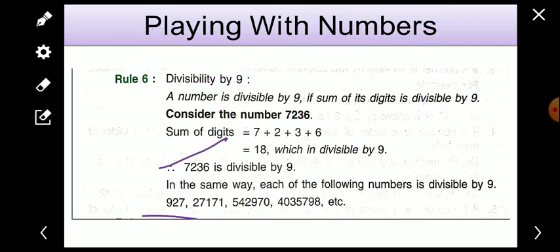So like this, these are also divisible by 9. You will check. Okay, you find the sum of the digits. If the sum is divisible by 9, then the number will also be divisible by 9. So you can take the example from your side also, and you can practice.